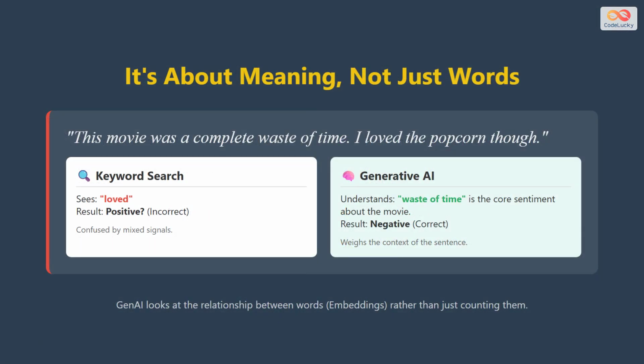The biggest advantage is how AI understands meaning. Traditional keyword searches just look for specific words. For example, if someone says a movie was a waste of time, but they loved the popcorn, a keyword search might see the word loved and think it is a positive review. Generative AI understands the sentence structure and realizes the core sentiment is actually negative.